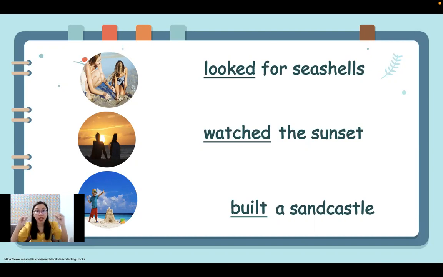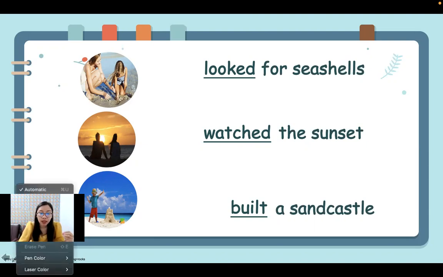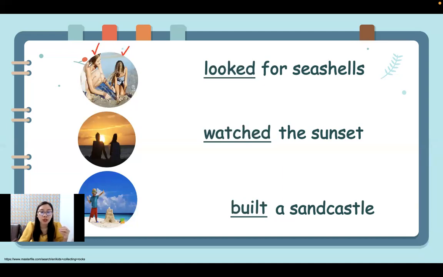So now we have the past participle of the verbs. This time we need to add has and have. Now, has and have is dependent on the subject. Okay, so as for this picture, there are two people.